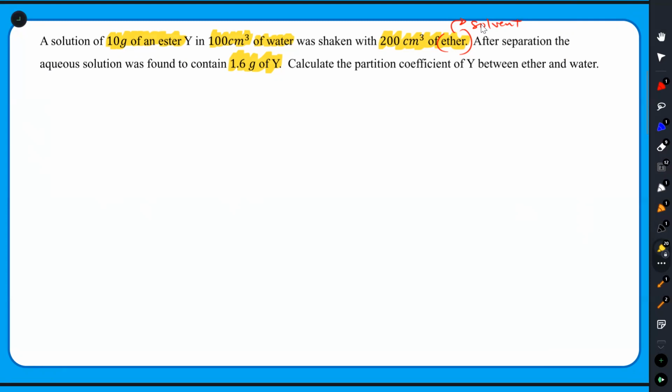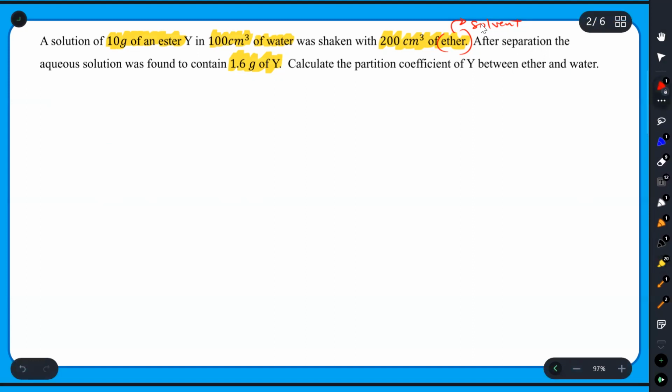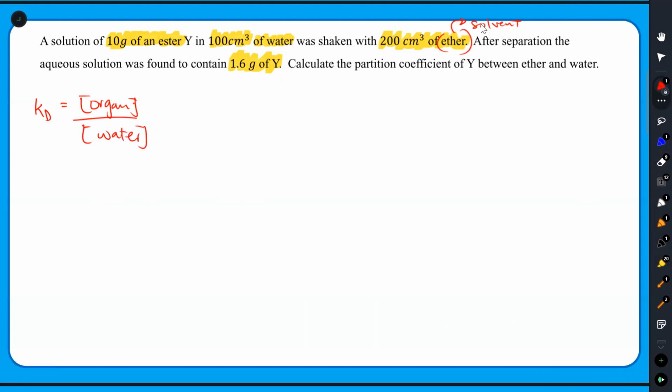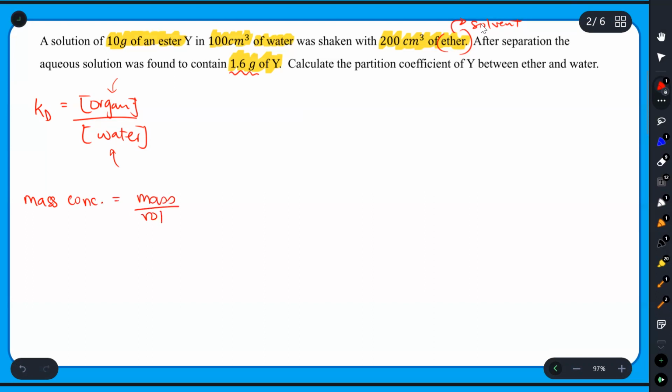So in order to find the mass that was in the solvent layer, the ether layer, you'll have to subtract that 1.6 grams from what we started off with overall. But as I would say, start out with your equation first, where KD or KPC is equal to the concentration of the organic solvent divided by the concentration of the water layer. So now we have to take a little extra step for our calculations because we actually don't know the concentrations of each layer. So we'll have to work that out. And in this case, we'll be working in terms of mass concentration. So mass concentration, let me just give you that formula, is equal to the mass divided by the volume, always.